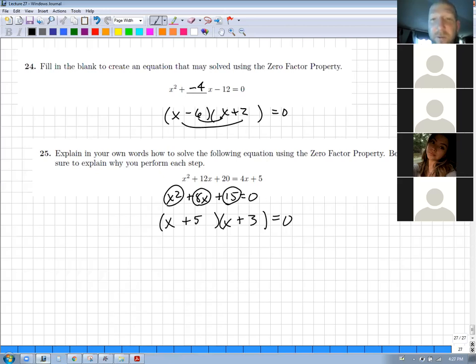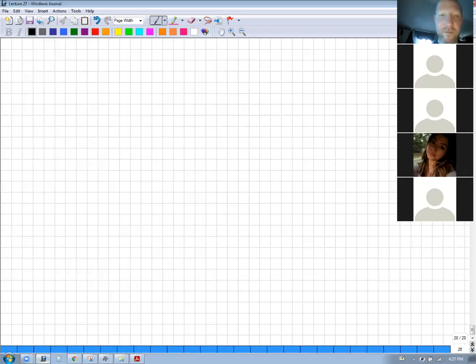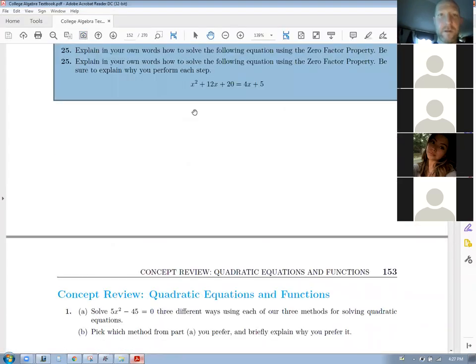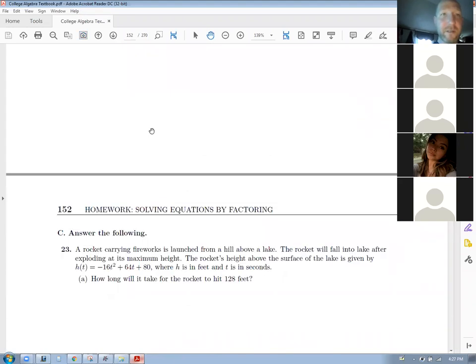So now I check my work. 15, yeah. x squared, yeah. 5x plus 3x is 8x. Boom. Then we set each of these equal to 0 and solve. So x is -5 or -3. All right, so that's that section.